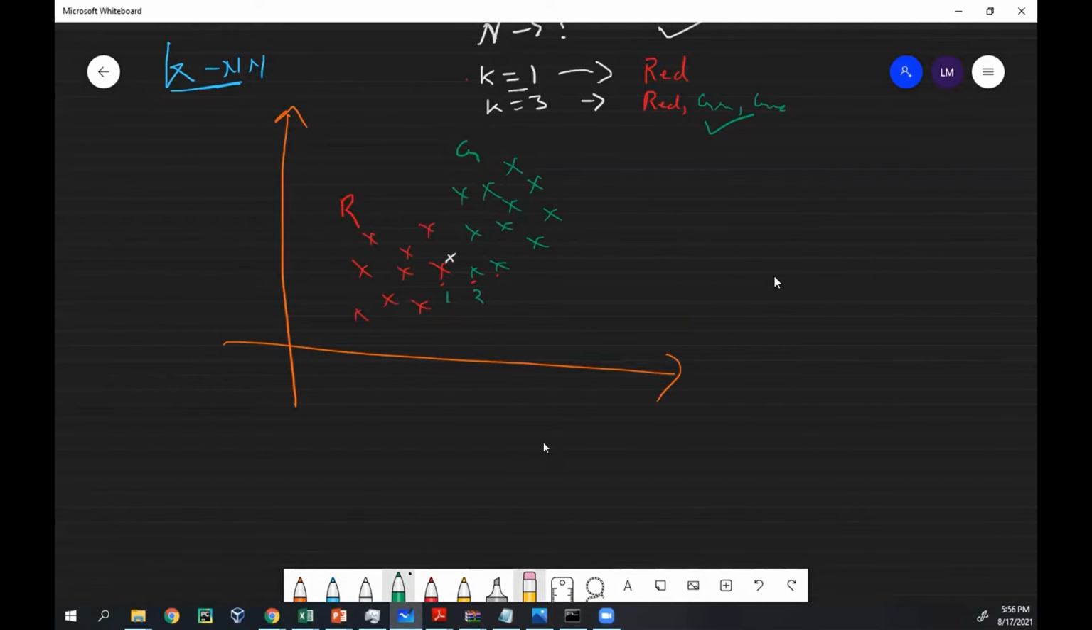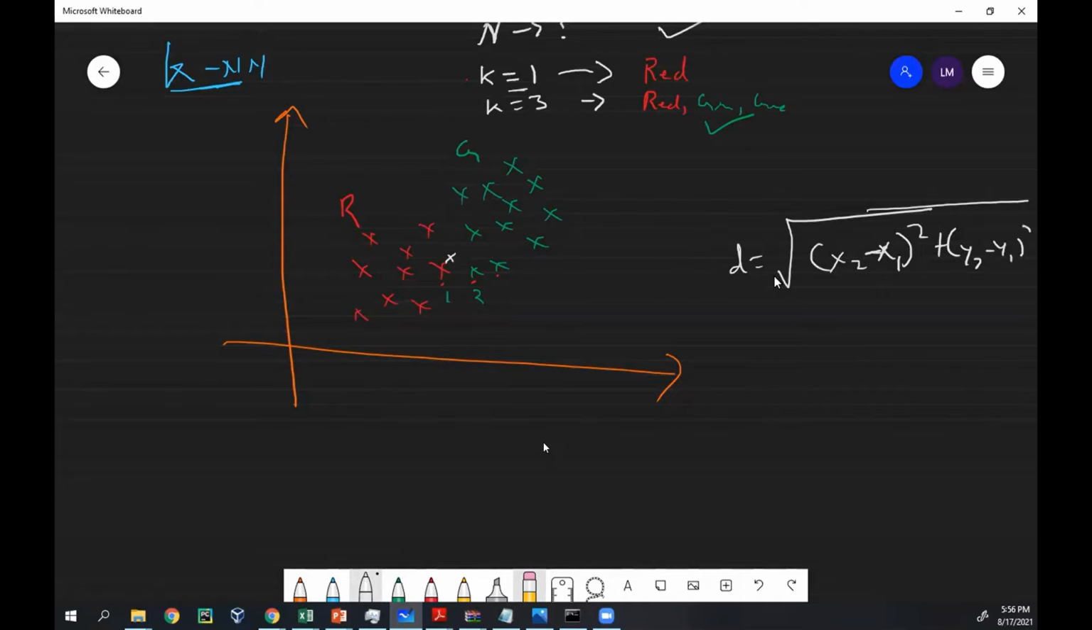The formula is d is equal to the square root of x2 minus x1 the whole square plus y2 minus y1 the whole square. So what do we mean by x2, x1, y2, y1? These are not features and labels, guys. Don't get confused. These are just the coordinates of the points. This point would have coordinates x1, y1, and this point would have coordinates x2, y2.